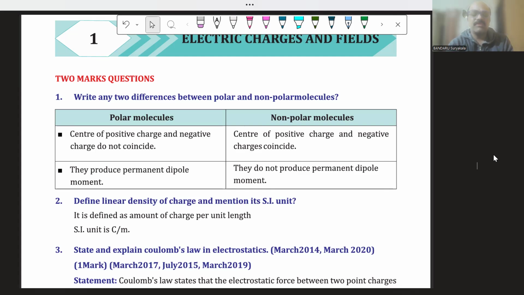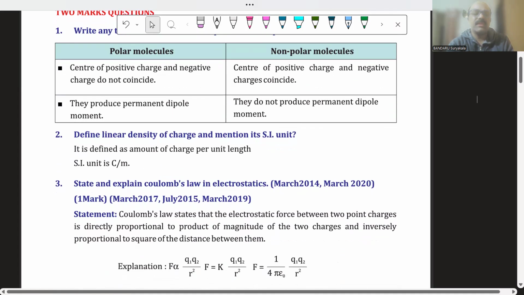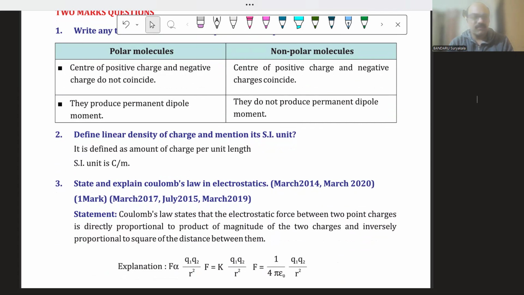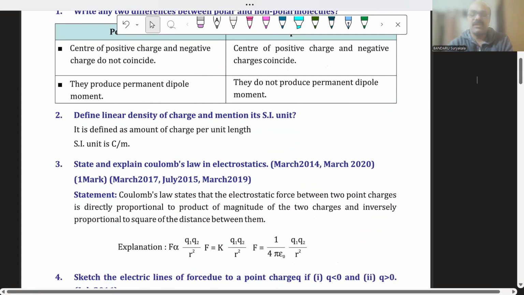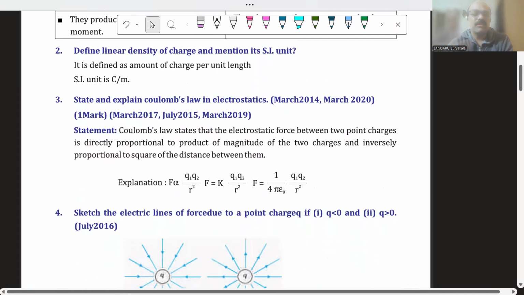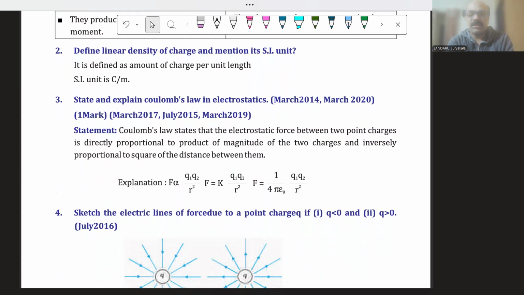The second one: define the linear density of charge and mention the SI unit. Write the definition, the amount of charge per unit length, and the SI unit is coulomb per meter. The third one: state and explain Coulomb's law in electrostatics. Write the definition and the formula. The electrostatic force between two point charges is directly proportional to the product of the magnitudes of the charges and inversely proportional to the square of the distance.